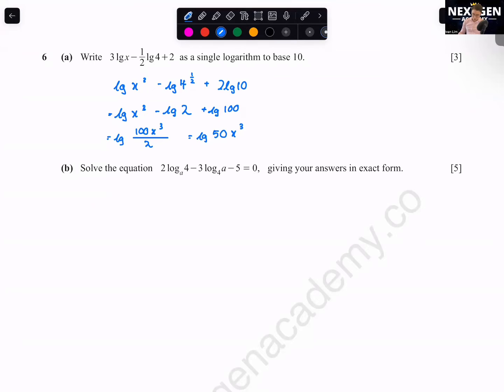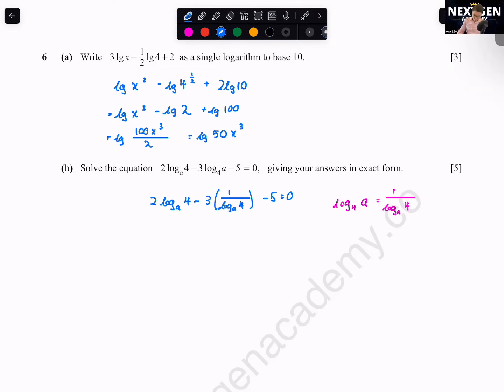Question B. Solve the equation log_a 4 minus 3 log_4 a minus 5 equals 0. There are 2 ways to do this. Either you change it all to log base 4, or you change it all to log base a. Up to you. I'm going to change it all to log base a. So log_4 a will be written as 1 over log_a 4. So I'm going to change it: log_a 4 minus 3 times 1 over log_a 4 minus 5 equals 0. The final answer will be the same, just that the middle part of the process is a little bit different.